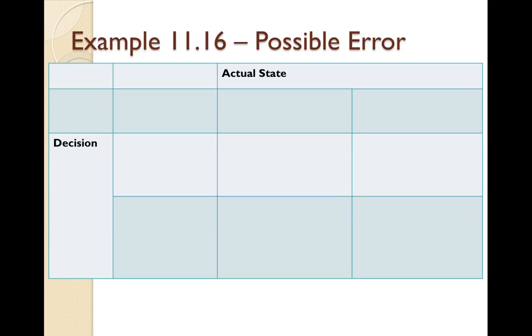Now we look at the possible error, which are type 1 or type 2 errors. We're going to begin with a chart, and I always recommend you recreate a chart just like this to answer these types of questions. Over here in these two boxes we have the actual state, and in these two boxes we're going to put the decision.